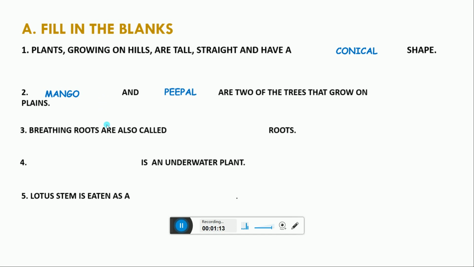Now breathing roots are also called dash roots. So breathing roots are called aerial roots. Dash is an underwater plant. So the answer is hydrilla. The last one is lotus stem is eaten as a dash and the answer is vegetable.